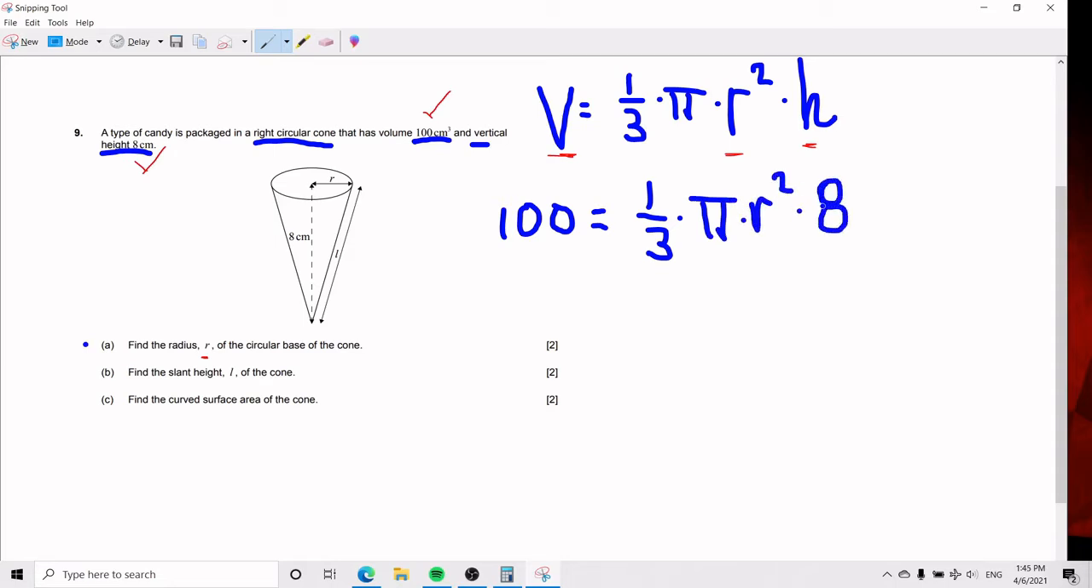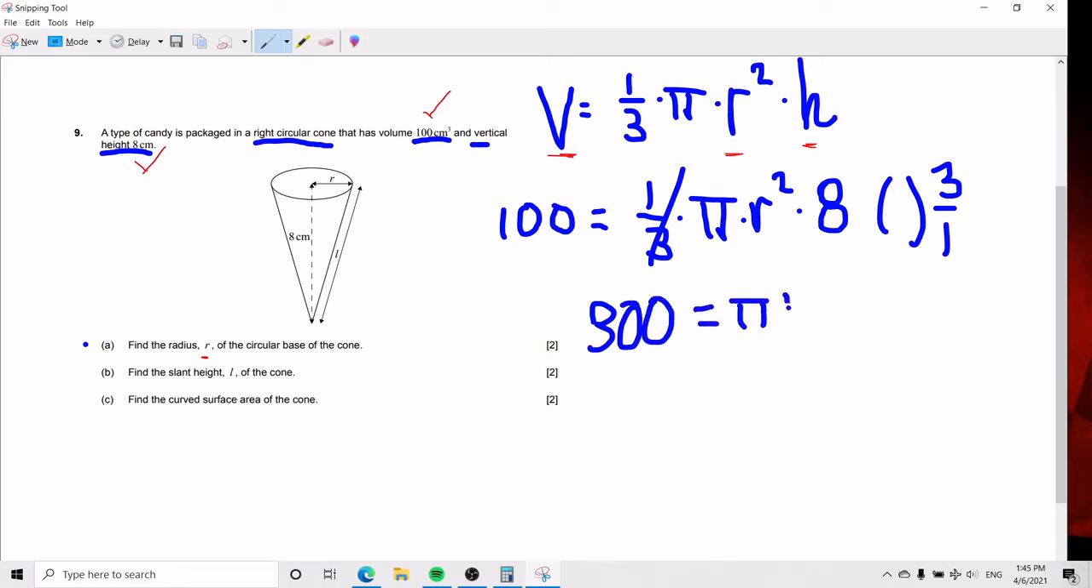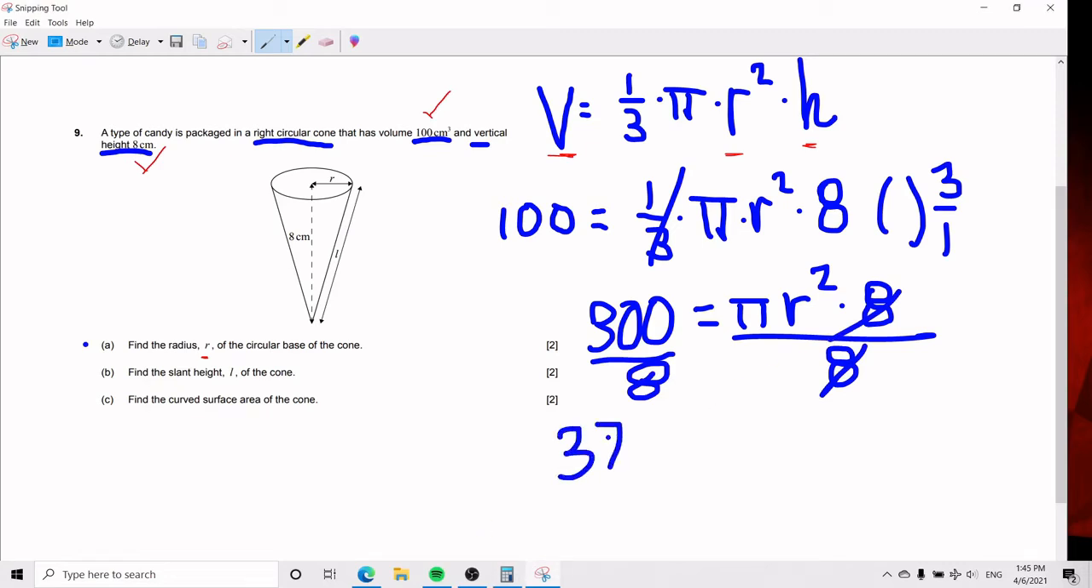Now, of course, we want to get r alone. So first I will multiply 3 to both sides in order to get rid of this guy here. So I end up with 300 is equal to pi r squared times h. I will divide by 8 both sides and end up with 37.5 equal to pi r squared.